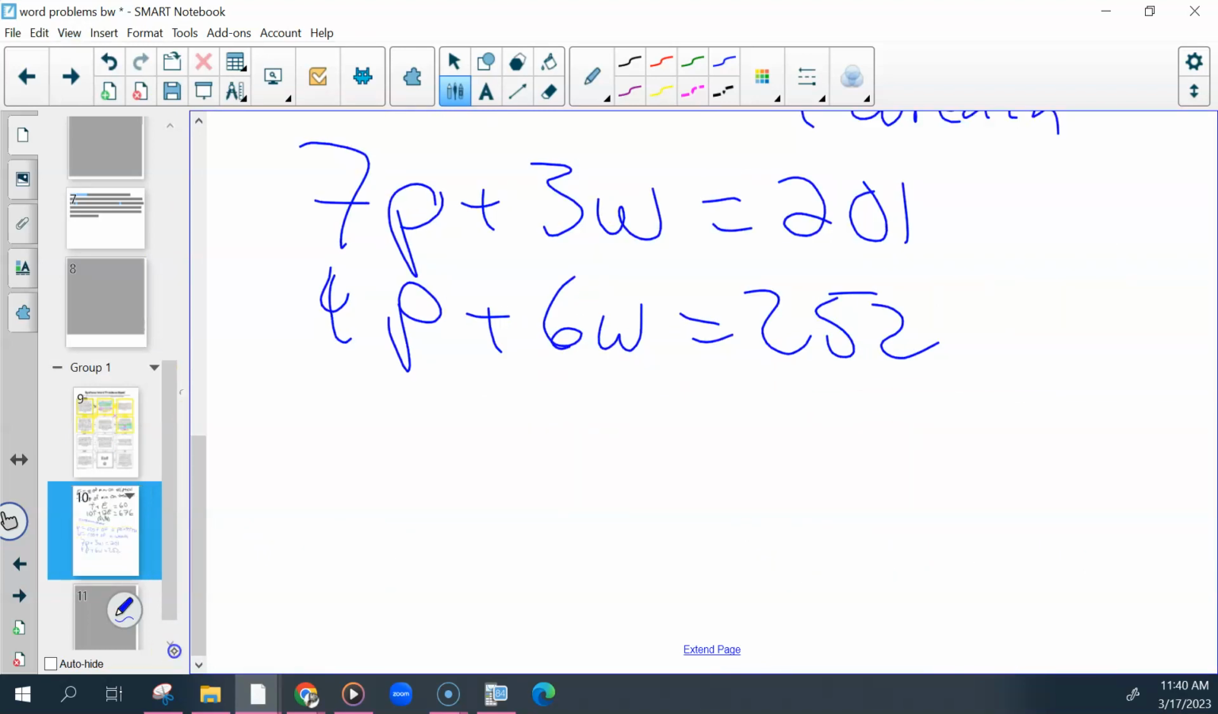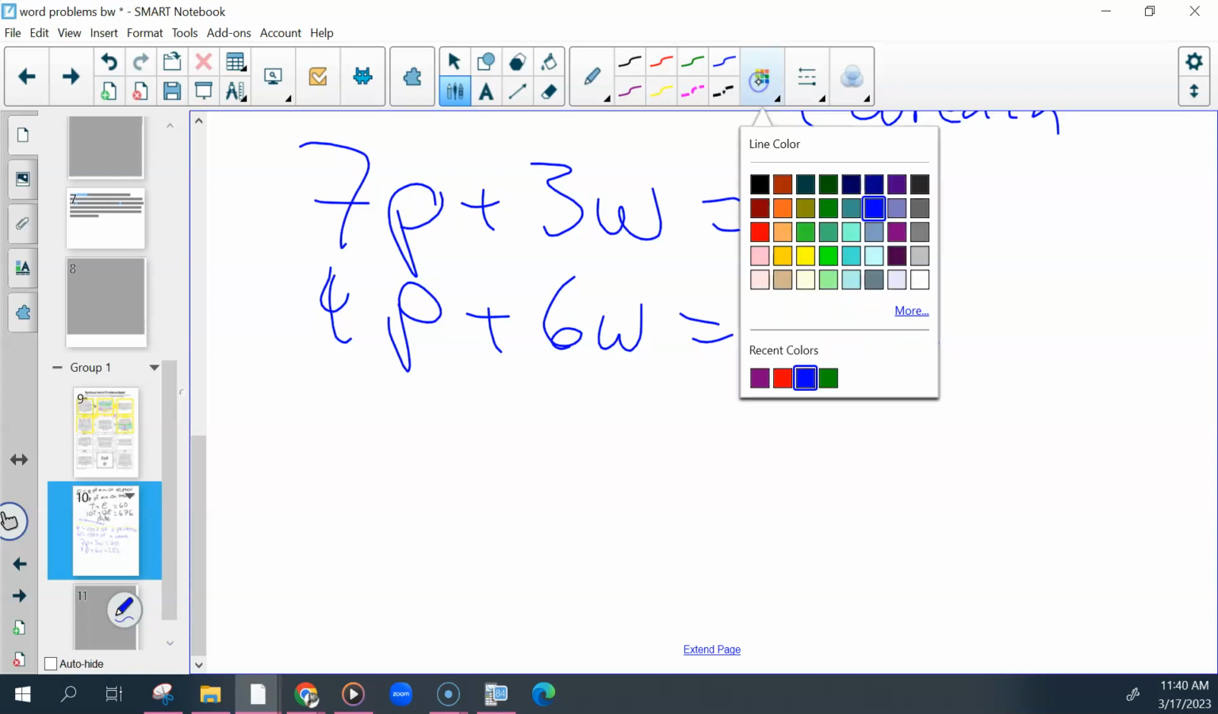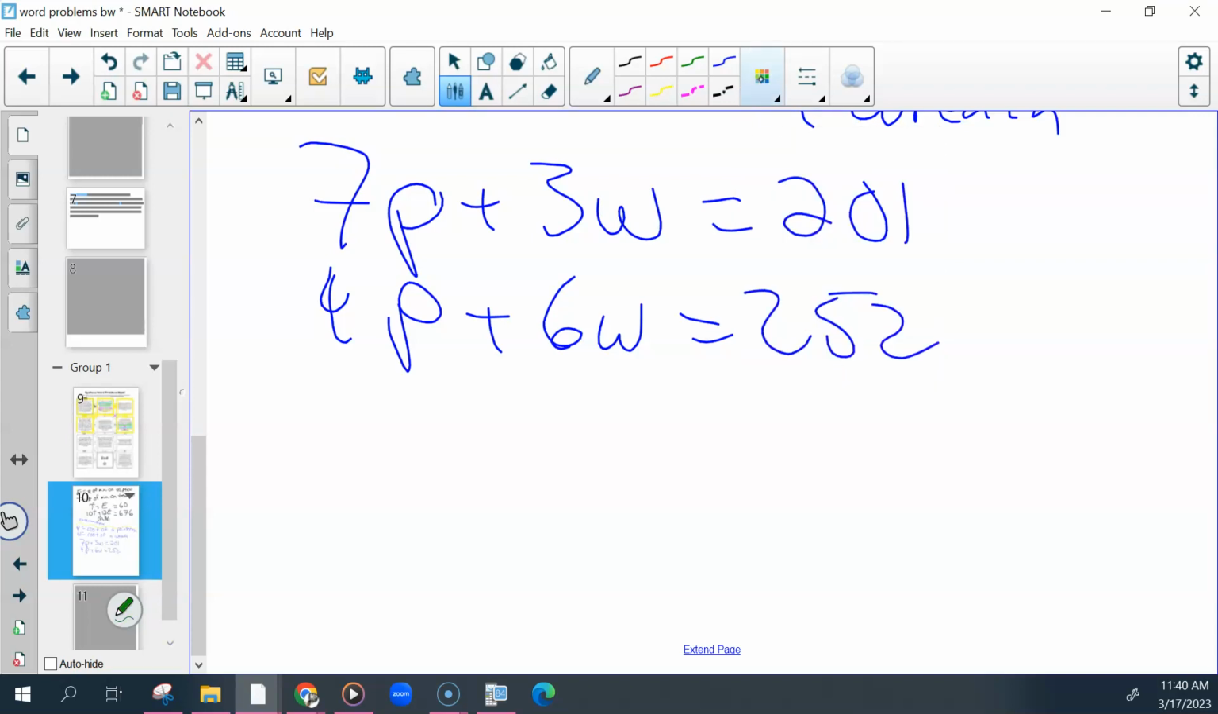Now we have all 3 methods again. Which one do we want to use to solve this: graphing, elimination, substitution? Elimination would probably be the best. Graphing would be easy on Desmos, but if you had to graph on your calculator, not so much. So let's do elimination. And we are looking for the cost of a quinta. So if we get rid of W, we should end up with P. How could we make these both the same?